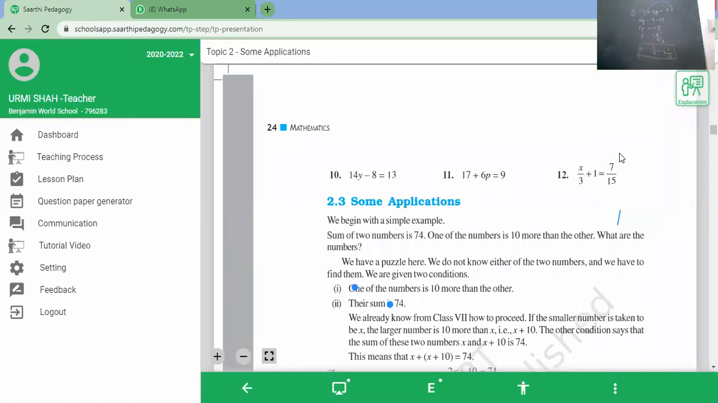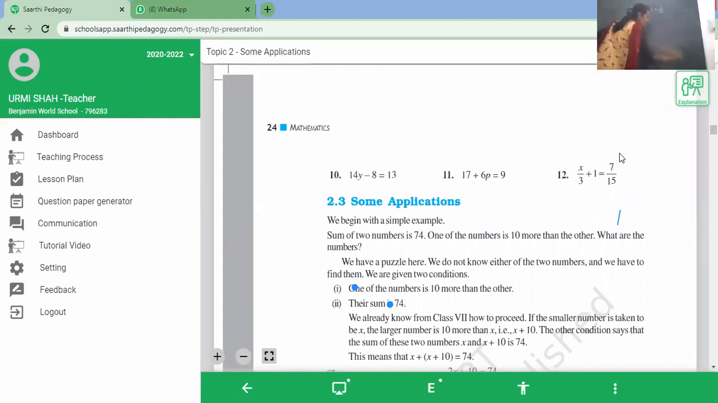Yes, ma'am. Okay. Now next question, 12th number. x by 3 plus 1 is equal to 7 upon 15. I hope everyone is getting it. Samajh mein sabko aa raha hai? Yes, ma'am. We understood properly. Okay, that is our question.